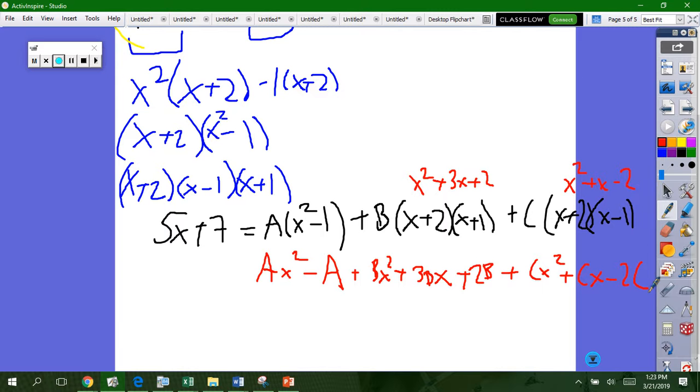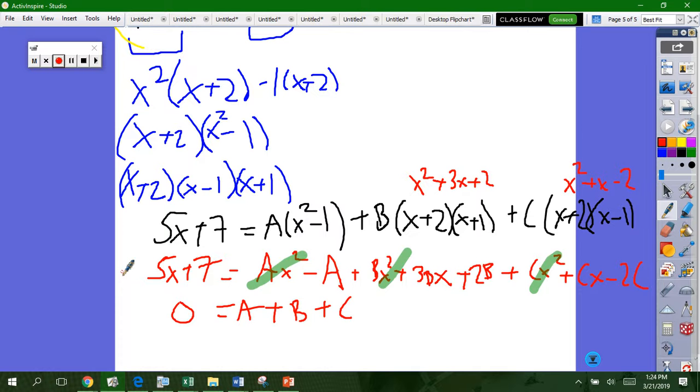Now, once again, this equals this 5x plus 7. Now, the difference on this guy is, notice, guys, over on this side, I have some x squared terms, don't I? Do I have any x squared terms over here? So what does that mean that a plus b plus c should equal? Because it has to equal 0, because I have no x squared terms on the left-hand side. Does that make sense? That one's a little tricky for people to think about. Because I have no x squared, so I know that a plus b plus c has to equal 0.